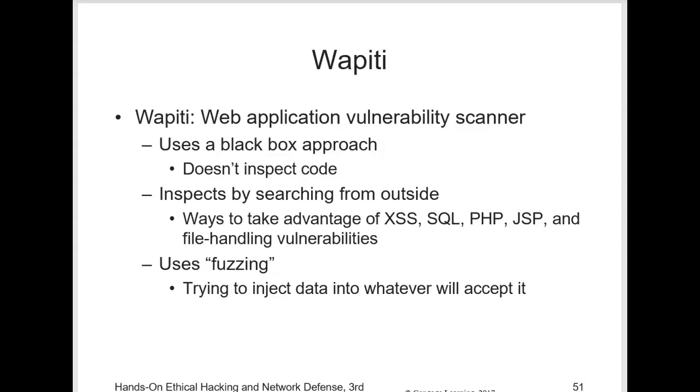Wapiti is a web application vulnerability scanner that uses a black box type approach, meaning that it doesn't inspect the code. Instead, it inspects a website by searching from outside for ways to take advantage of cross-site scripting or SQL injections or PHP or JSP and file handling vulnerabilities, things like that. So this allows uploads or command injections, as we've called it, fuzzing, to try and inject data into whatever will accept it, right? In this way, even new vulnerabilities can be discovered. Other scanners search for only known vulnerabilities, right?